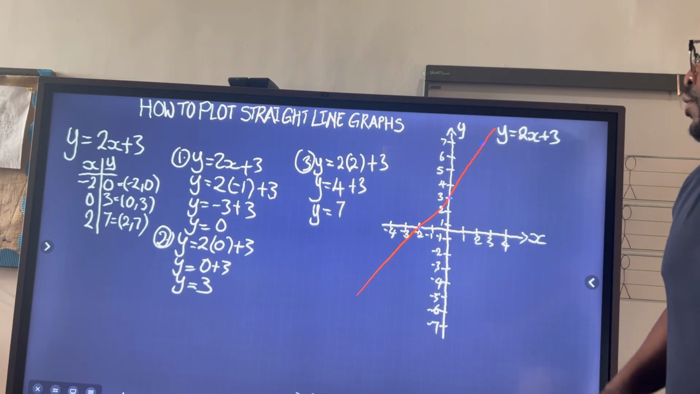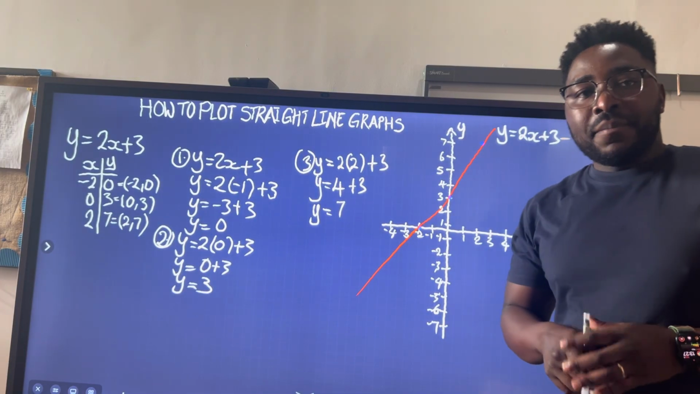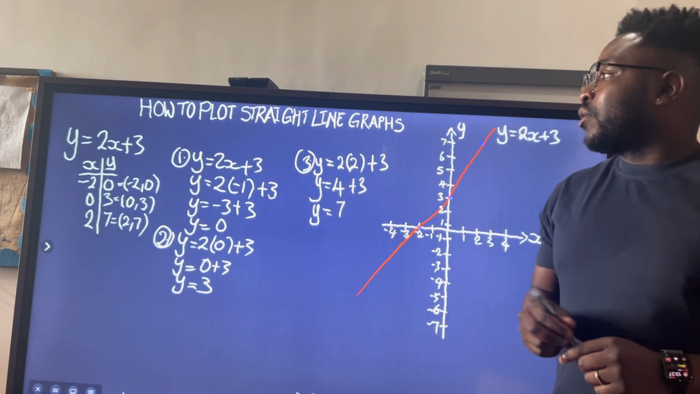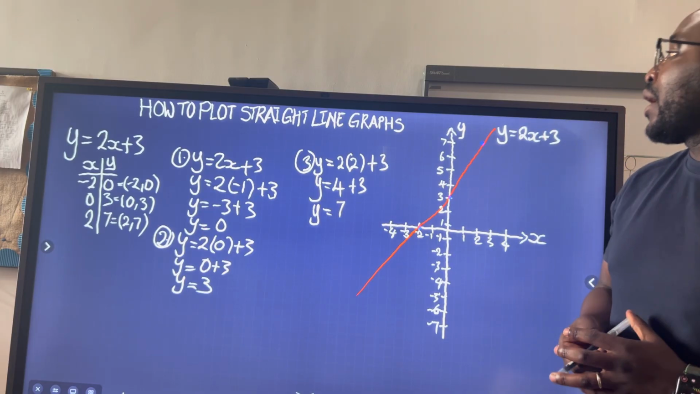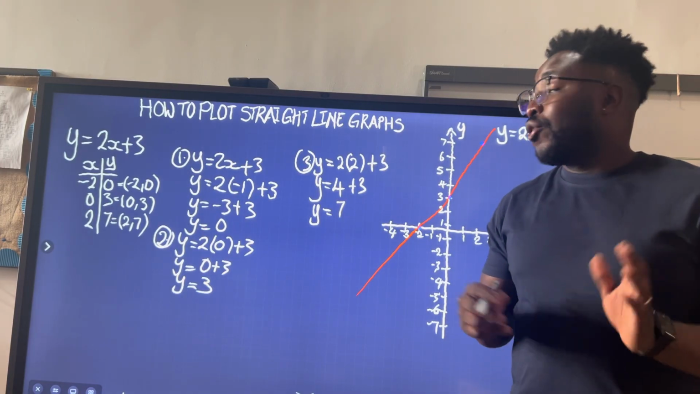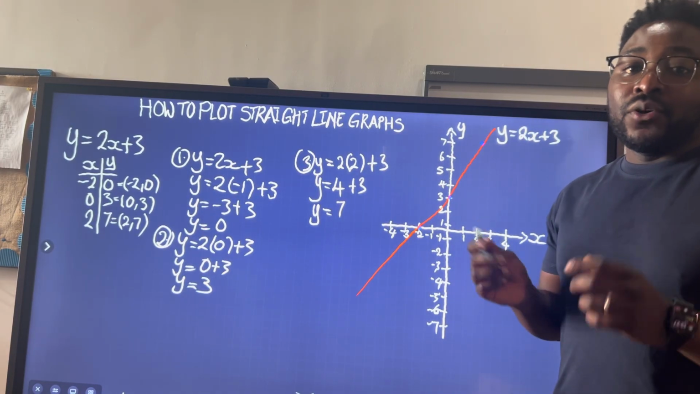Okay. So in our next lesson, we'll be looking at how to plot straight line graphs from a linear equation involving fractions.